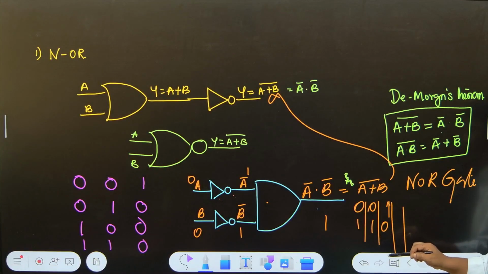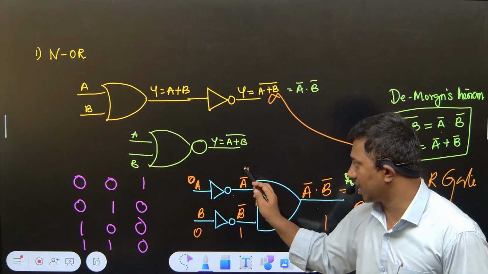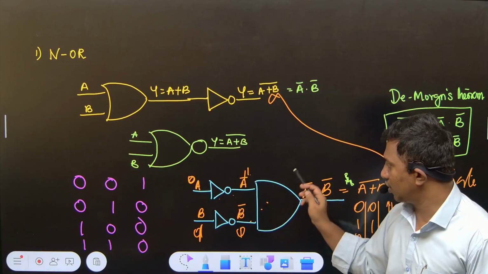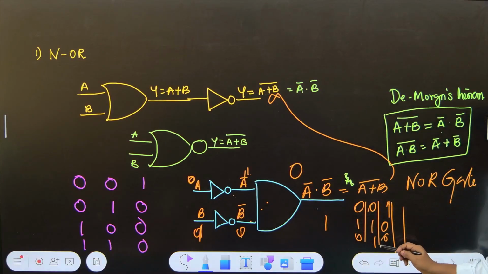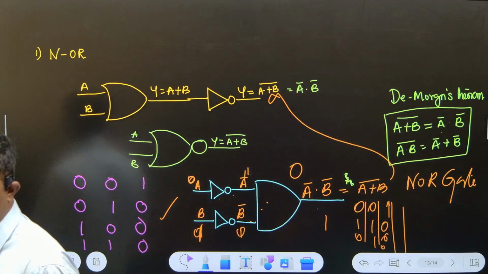0. Correct only, na? Then 0 comma 1 I am giving. I am giving here 0. It becomes 1. Here I am giving 1. It becomes what? 0. Then AND gate. 1 comma 0 I should get what? 0. Then 0. Then 0. That is exactly equal to what? NOR gate. Opposite of OR gate, na?